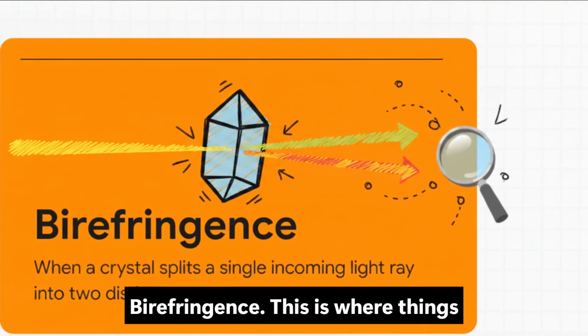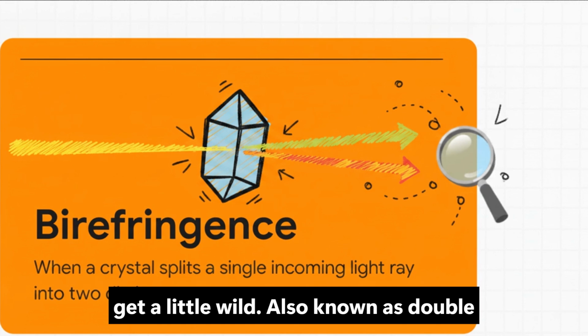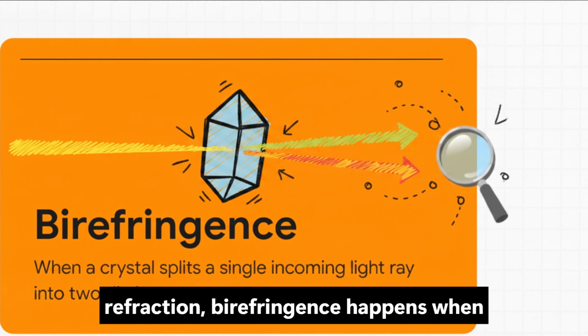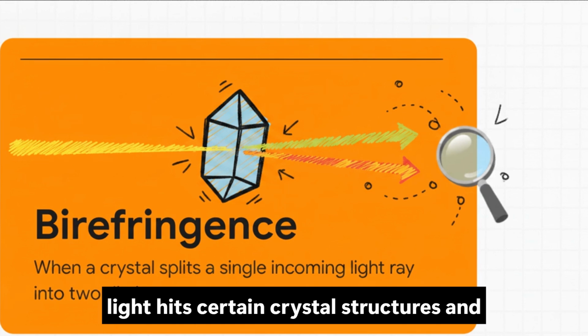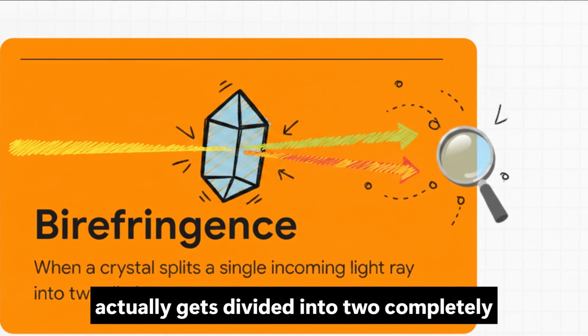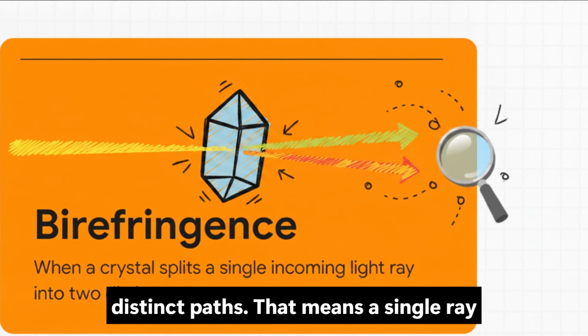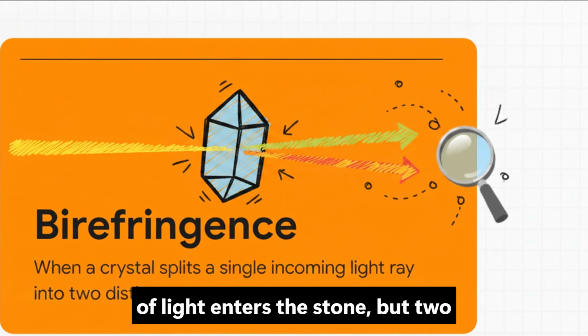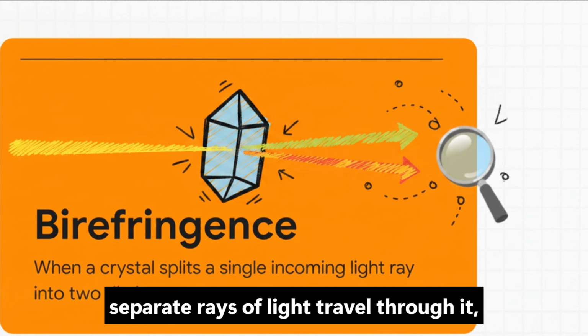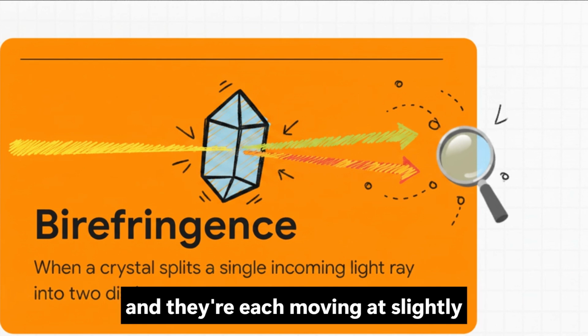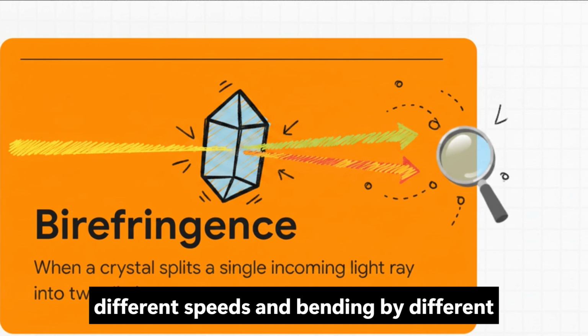This is where things get a little wild. Also known as double refraction, birefringence happens when light hits certain crystal structures and actually gets divided into 2 completely distinct paths. That means a single ray of light enters the stone, but 2 separate rays of light travel through it, and they're each moving at slightly different speeds and bending by different amounts.